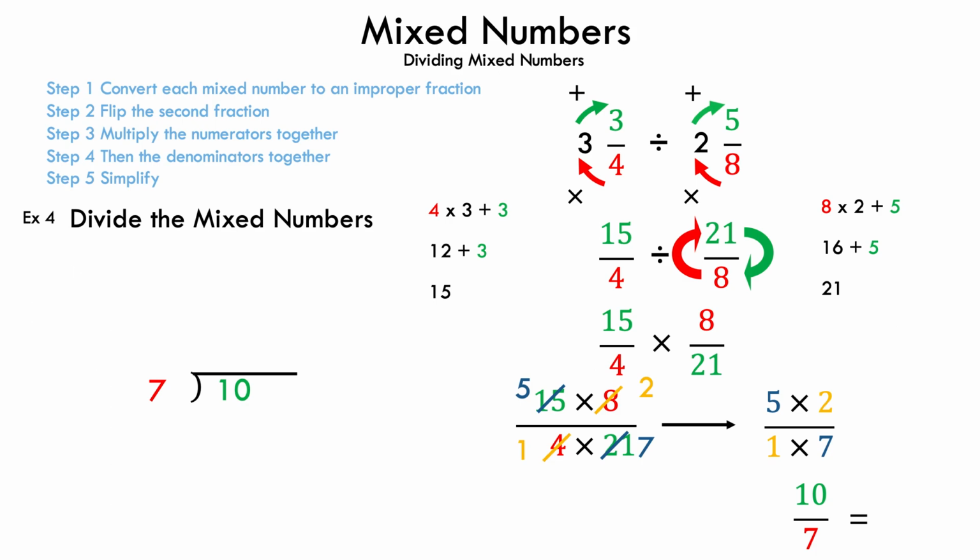So let's write down the multiples of 7. Pick the closest multiple of 7 without going over, and that is 7. And now we can subtract 10 and 7. That gives us 3. That is our remainder. So we're going to use the three numbers 7, 1, and 3 to write our mixed number, and that is our answer, 1 and 3 over 7.